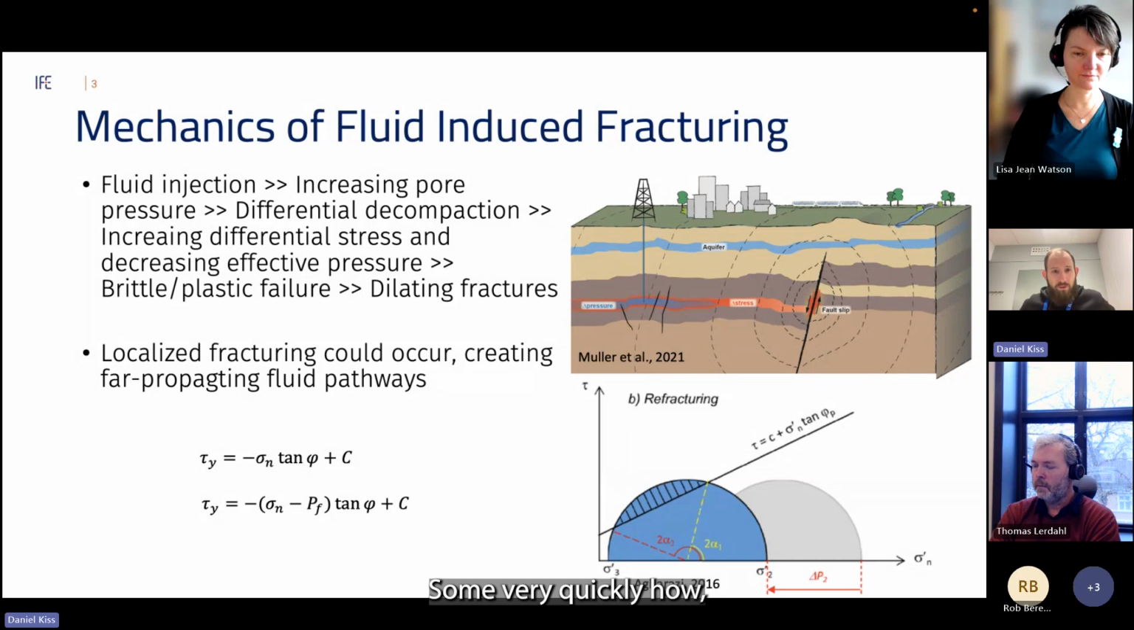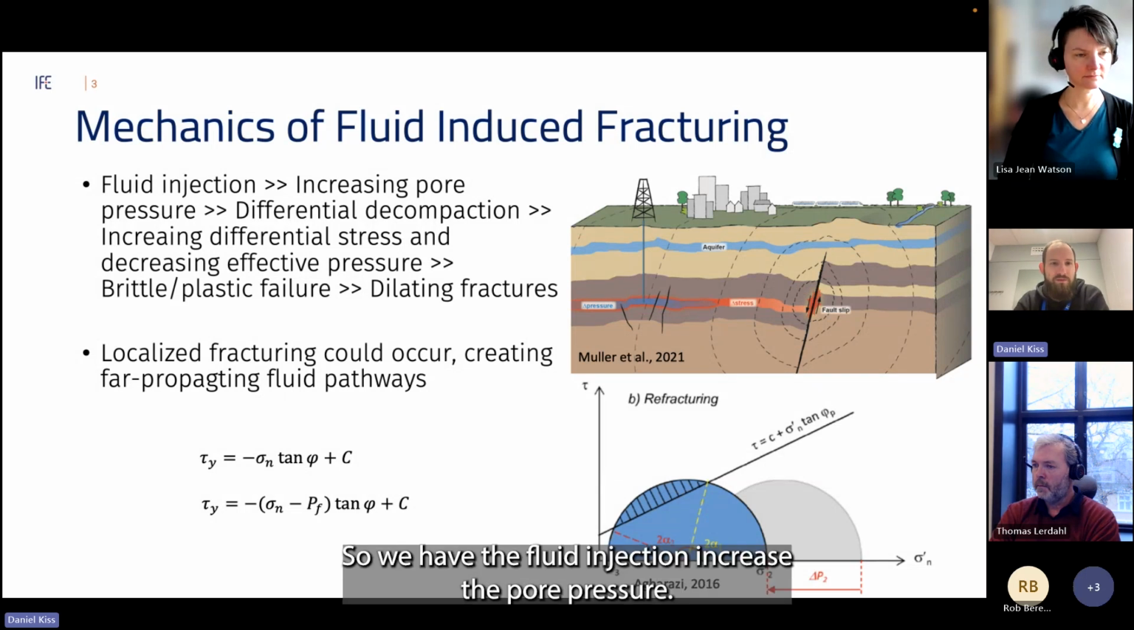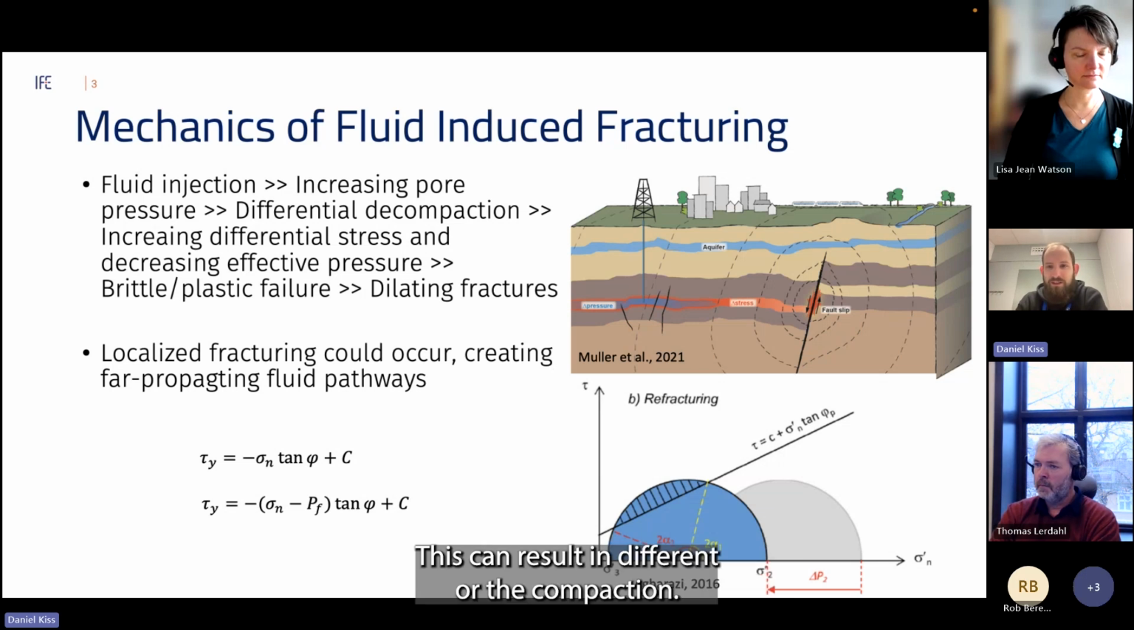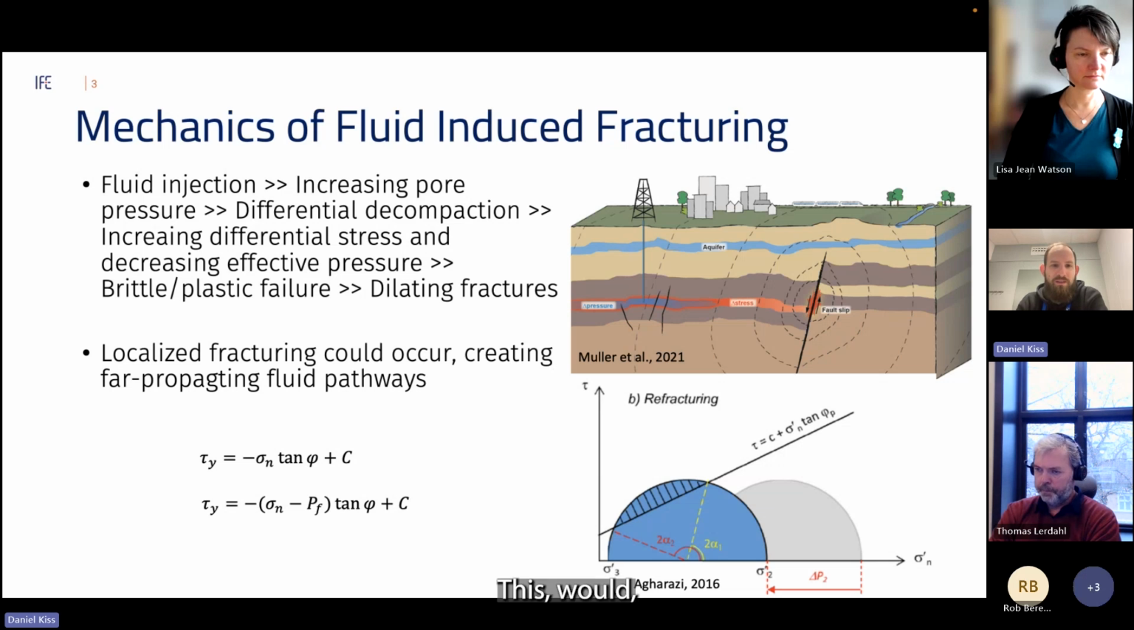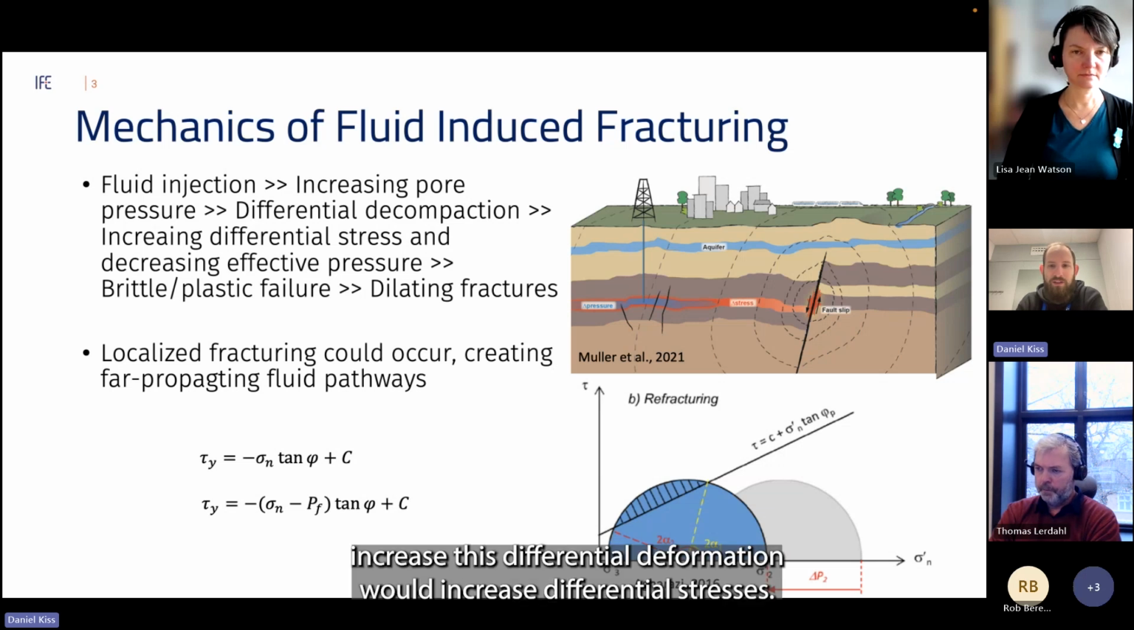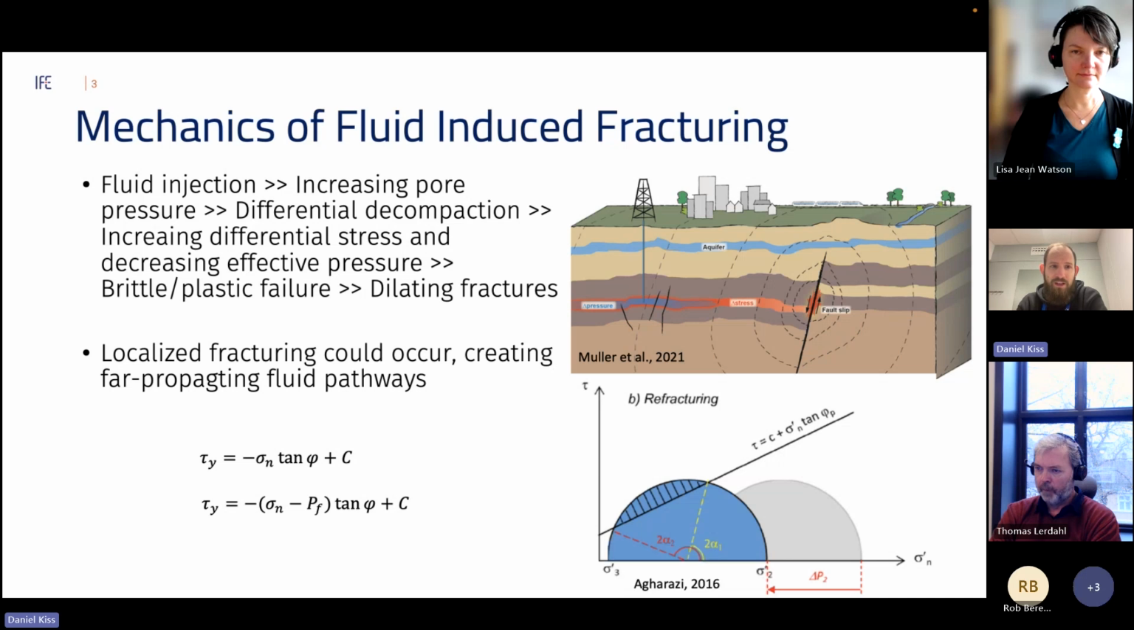So very quickly, how fluid-induced fracturing works. So we have the fluid injection, we increase the pore pressure. This can result in differential decompaction. This differential deformation would increase differential stresses. And at the same time, you can reduce the effective pressure.